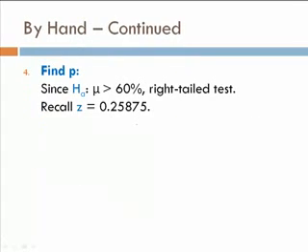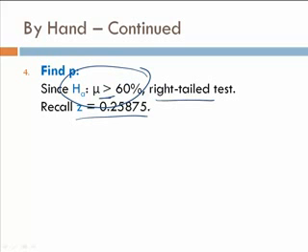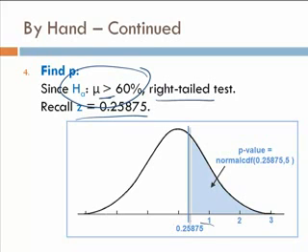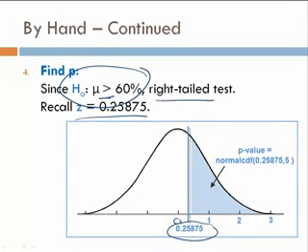The next step is to actually find the p-value. We know from the beginning that our alternative hypothesis is that the mean is greater than 60%. And so because of the greater than, we know that this is a right-tailed test. And recall from the previous slide, we just computed our z-score. And so we will have a picture that looks like this. Our z-score of 0.25875 will fall between 0 and 1, a quarter of the way between those. And then the area, because it's a right-tailed test, the area to the right is going to be our p-value.